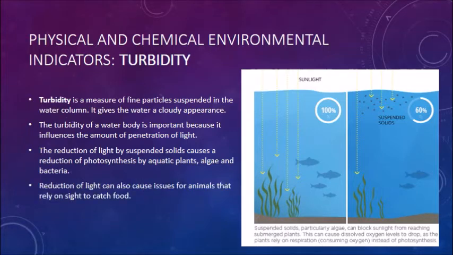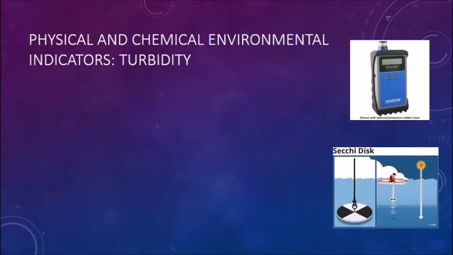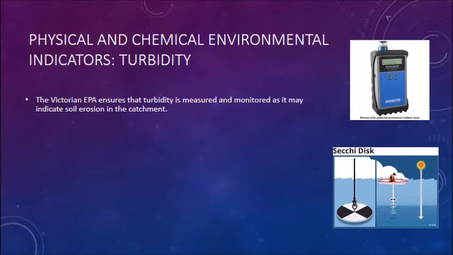It can also cause issues for animals that rely on sight to catch food. So if you're looking to hunt a fish or something, then you can't see food. The way we measure it, there's two ways, and we'll talk about them in a moment. So it can indicate soil erosion within the catchment. So that might be from logging. Maybe you've cleared an area of forest and now there's more turbidity in the streams because the dirt has washed away into the stream.